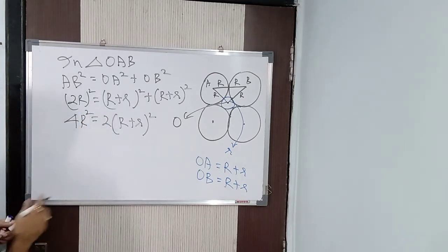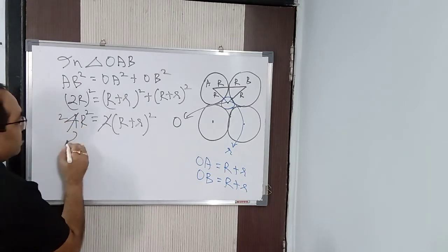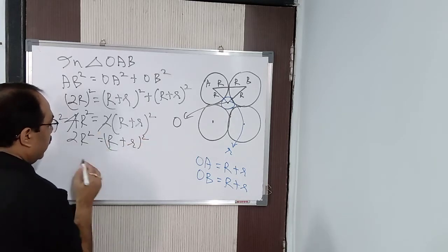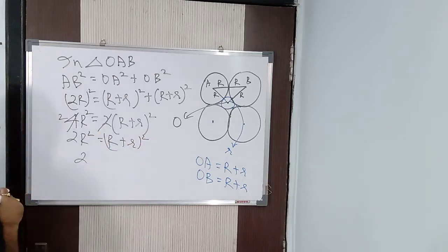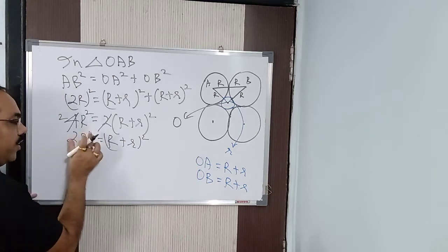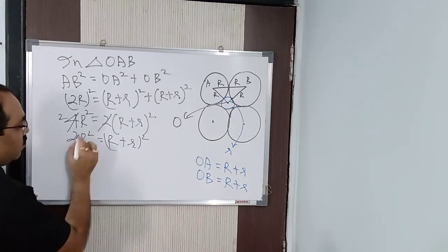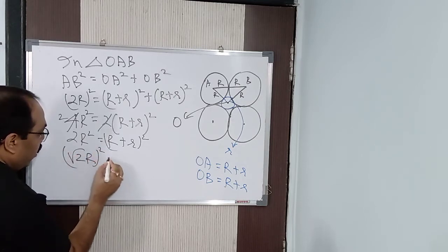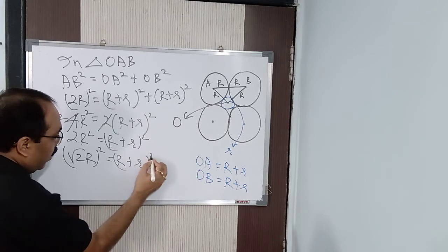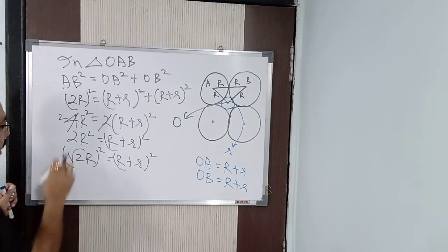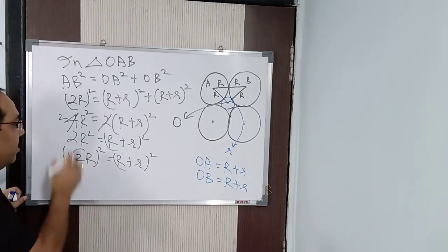Clear? So now, 2 and 2 cancel. So 2R square is equal to (R plus r) whole square. So I can cancel the square. So what can I write? Can I do it? No, I can't do it in this way. It is 2R square, so I cannot cancel the square in this way. Rather I will write it this way: root 2R whole square is equal to (R plus r) square. Then I can cancel square and square, because I have to take this 2 also within the square. Then only I can cancel it.